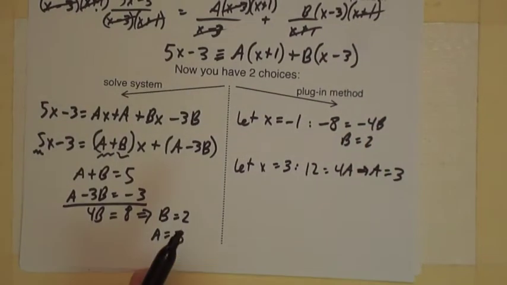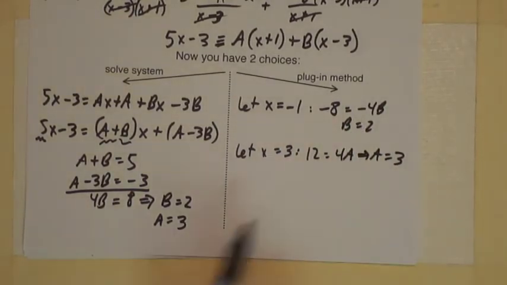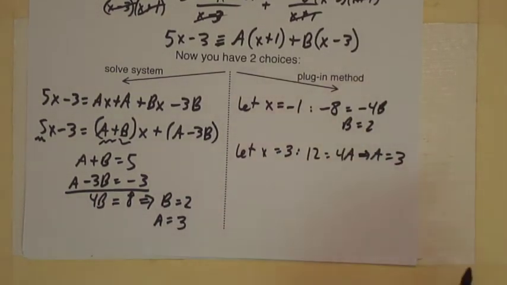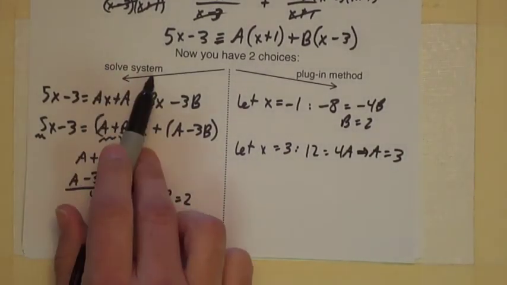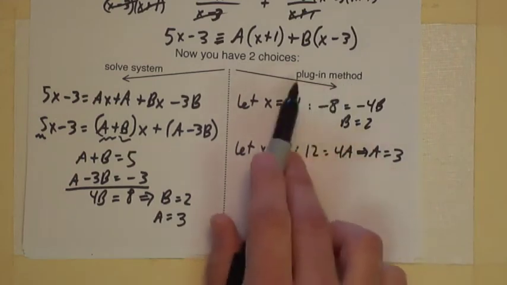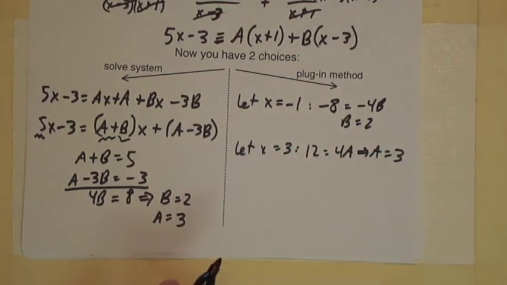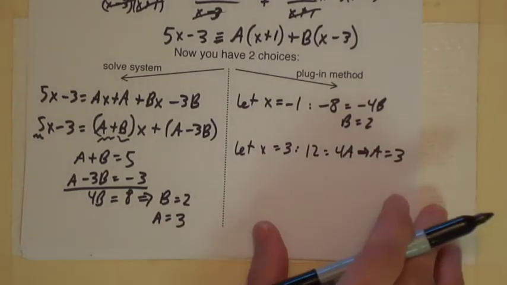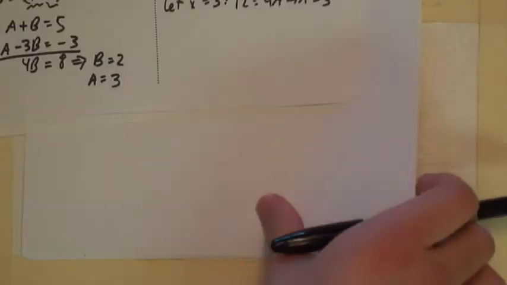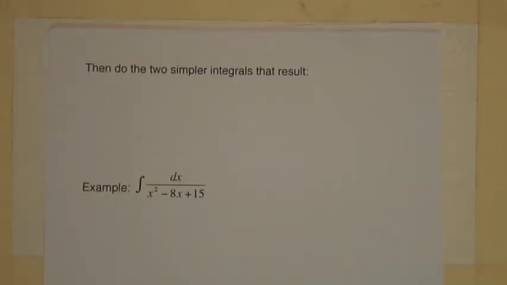And notice we get the same numbers, a equals 3, b equals 2, no matter which method we use. I happen to like this method. I think it's neat and quick. But you should know this method too, because this does not always work in all cases. Now how do we finish the problem? Now that we know a equals 3 and b equals 2, go to the next page, and it says, then do the two simpler integrals that result.